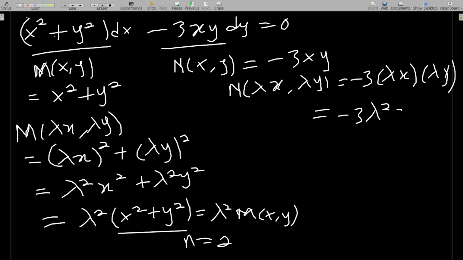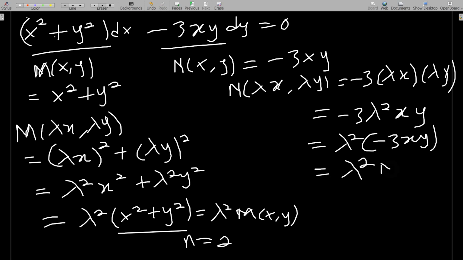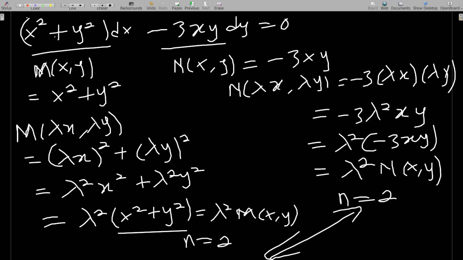Lambda squared xy, and this is equal to lambda squared into minus 3xy, and this whole thing will be lambda squared times N of xy. And now the degree n is equal to 2. So since both of them are homogeneous and have the same degree, this differential equation is homogeneous. This is a first order differential equation, and that is homogeneous. So that is simply how to show that the differential equation is homogeneous.